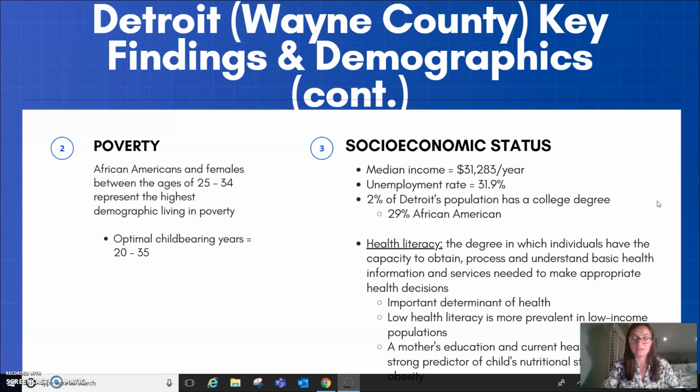Health literacy is defined as the degree to which individuals have the capacity to obtain, process, and understand basic health information and services needed to make appropriate health decisions. For that reason, it's a very important determinant of health. Health literacy is definitely more prevalent in low-income populations, and a mother's education and current health status is a strong predictor of a future child's nutritional status and risk for obesity later in life.